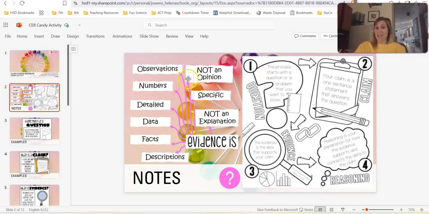Sometimes our data might be observations. It might be qualitative data versus quantitative data. So our evidence could be observations, like Snickers is made of peanuts, caramel, nougat, and chocolate.